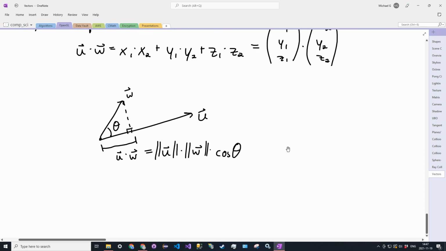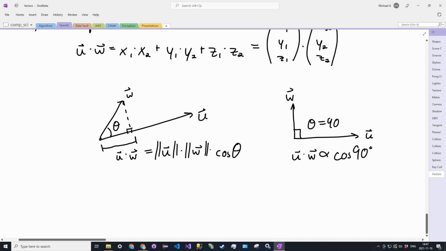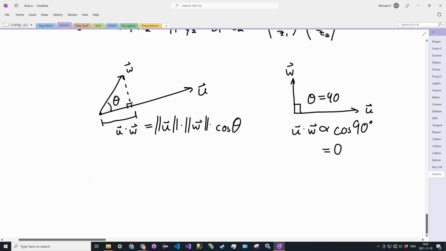Now let's do something interesting. Let's take this geometrical representation of the dot product and try using two vectors that are perpendicular. So theta is equal to 90. Well then, u dot w is going to be proportional to cosine of 90 degrees, but cosine of 90 degrees is just 0, so this is going to be equal to 0. So generally, if you have two vectors that are perpendicular, that are orthogonal to each other, their dot product will be 0.